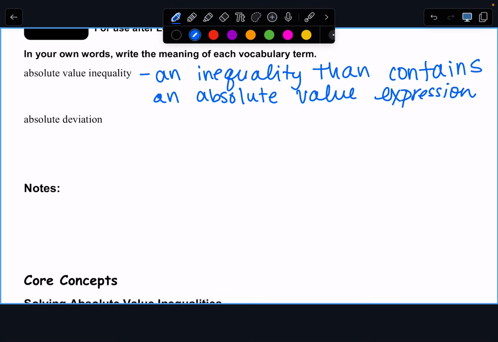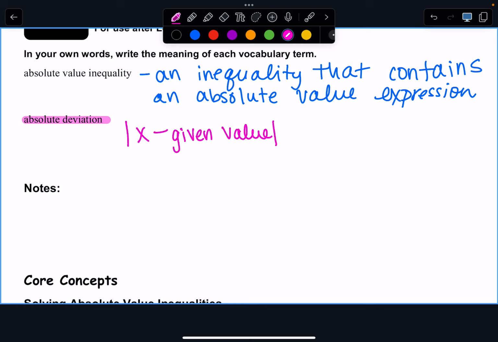Anytime you see, if you have a typo, we'll call it a typo. All right. Anytime you see the words absolute deviation, I just want you to understand that that means that you have the absolute value of x minus the given value. Okay?